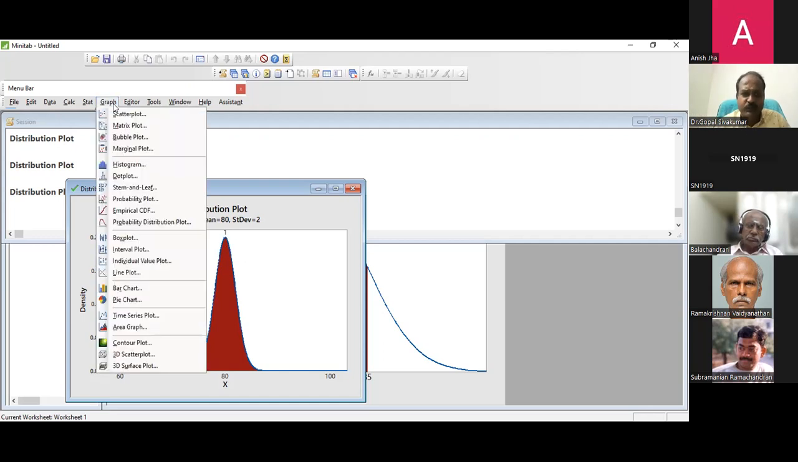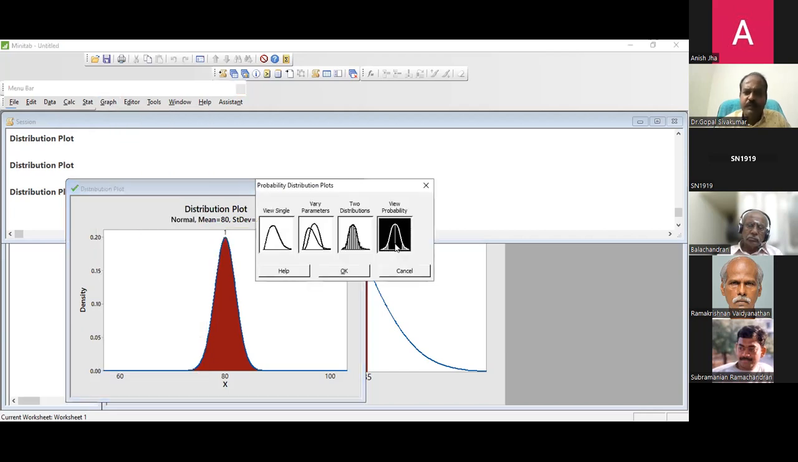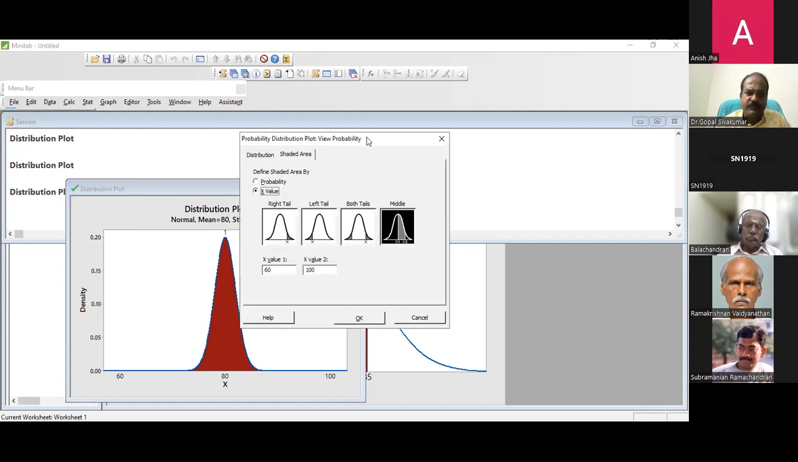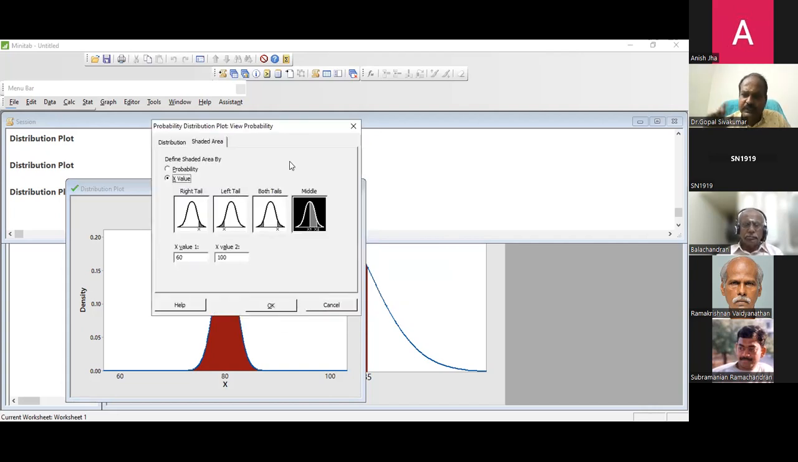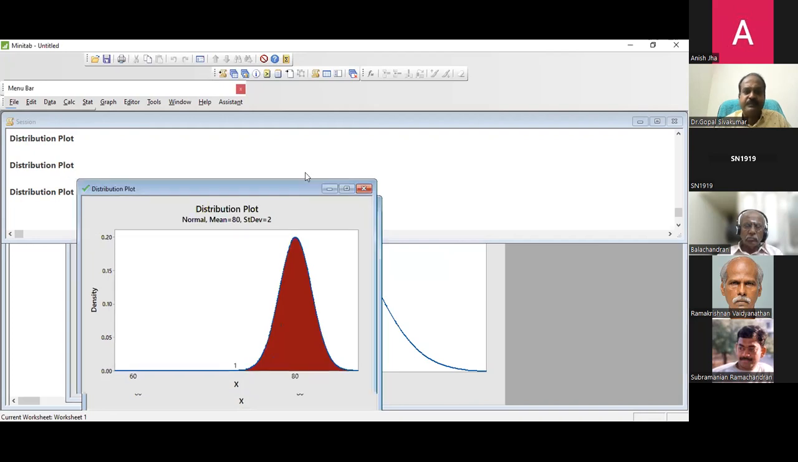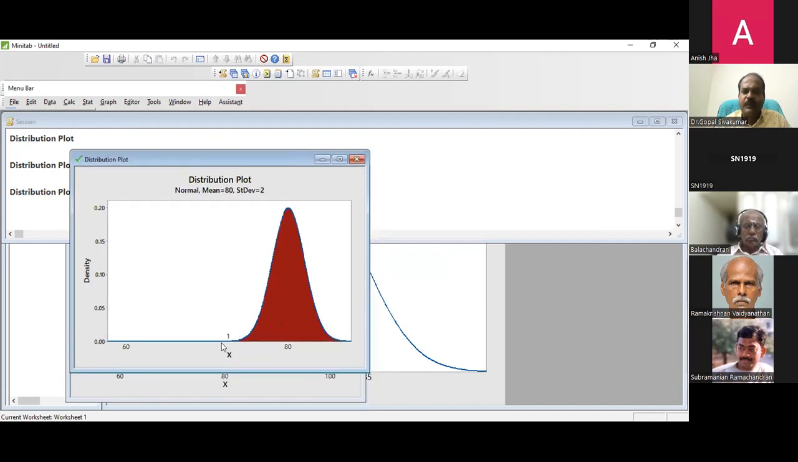Now, let me show another method. A slight difference. Graph, probability distribution plot, view probability, okay, 80 and 2, shaded area. We are interested in finding out the probability of a student scoring 60 and above. 60 and above means it is the right tail. Just to give 60, that's all. Anyway, the result is the same. Full probability. See, 1. 100%. All right? But it is shifted now.